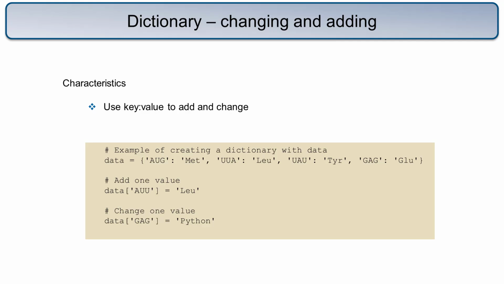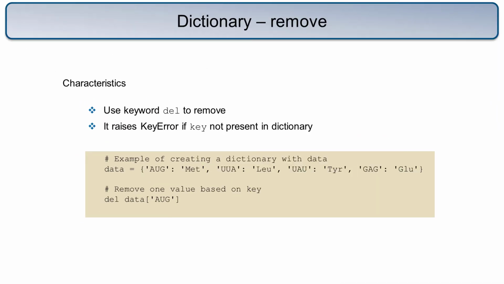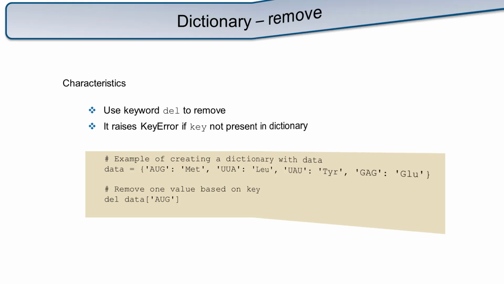Similarly, a value for a key can be changed by assigning a new value to that key. A key-value pair can be removed by using the Python keyword del, as exemplified in this slide. One needs to state which key in the dictionary should be removed. If the key does not exist in the dictionary, it will raise a key error message.